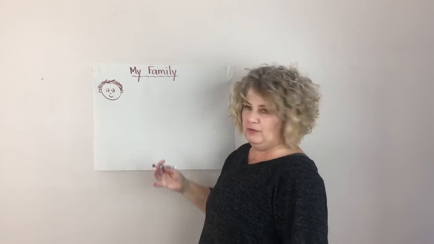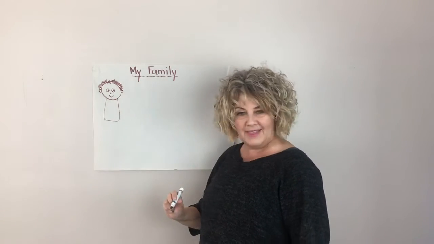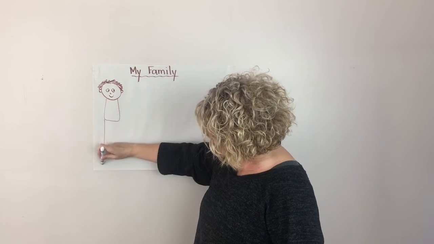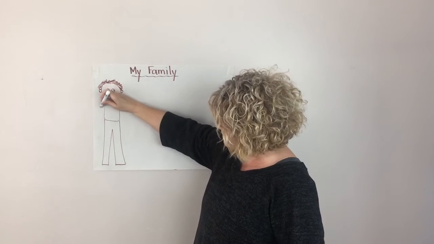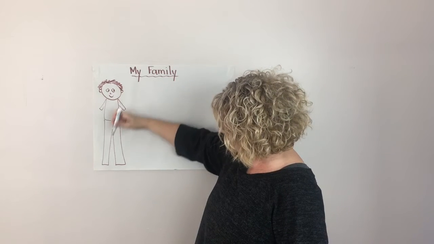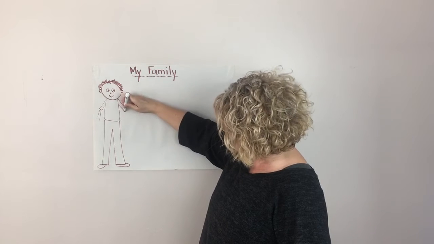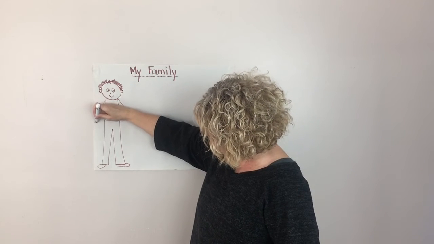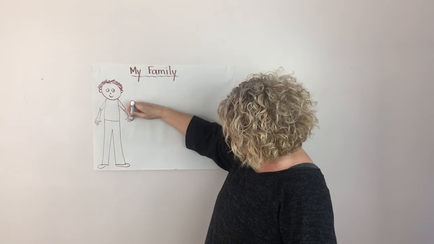And then we're going to give him his body too. So I'm just going to give him a body like this and some legs down here. And I'll make his arms coming down and his shoes. There we go, his arms and his hands. 1, 2, 3, 4 with a thumb. 1, 2, 3, 4. There we go. I'm going to make that my son because he's the tallest person in my family.